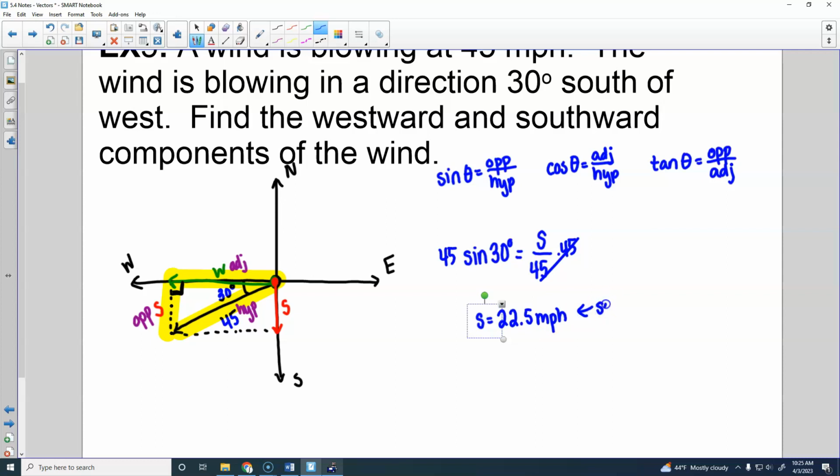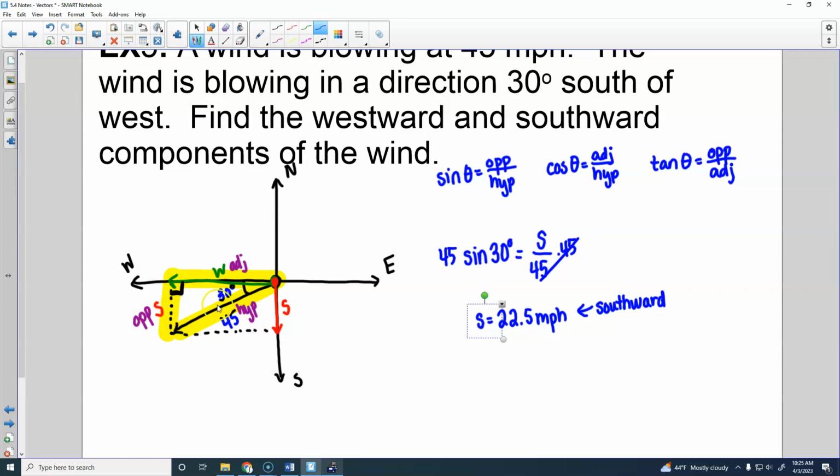That is your southward component. Is everybody okay there? Okay. You're going to do basically the same thing for W, but what should we use for W? Well, you can use tangent because we have found the opposite side. So you can use tangent. Actually, there's several things you can do here. You could use tangent or cosine, or there's a third thing you could do.